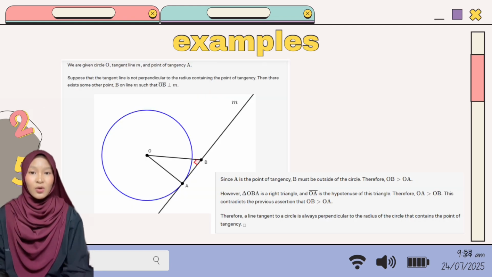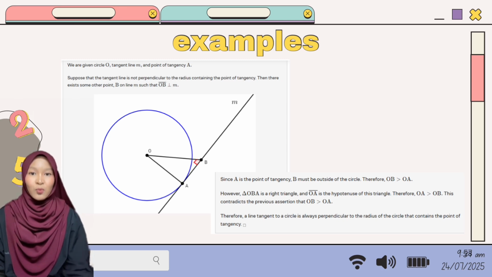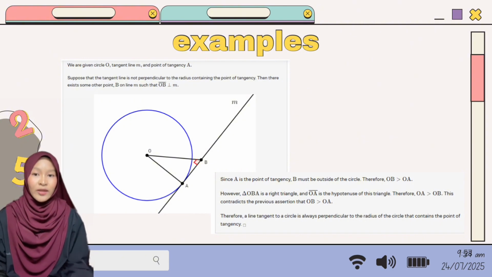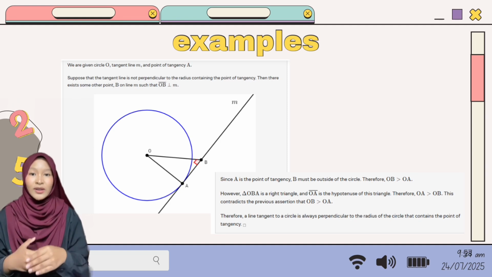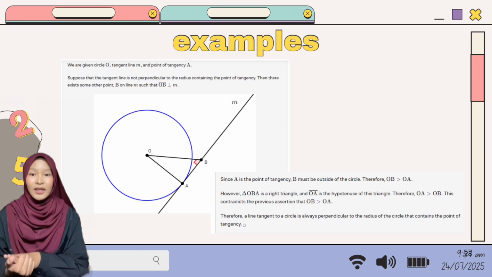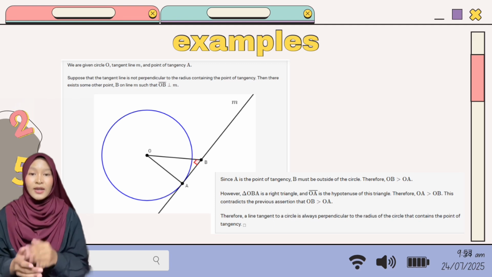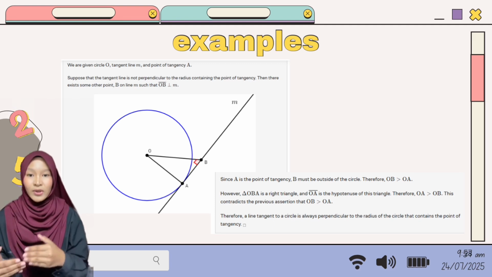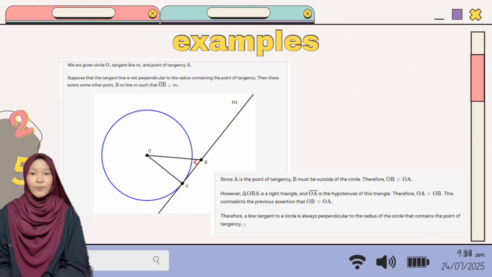Consider a circle with center O and a tangent line M that touches the circle at point A. The goal is to prove that the tangent line is perpendicular to the radius OA. To apply the contradiction method, we begin by assuming the opposite of what we want to prove. Suppose the tangent line M is not perpendicular to the radius OA. Then, there must exist another point B on line M such that OB is perpendicular to M.